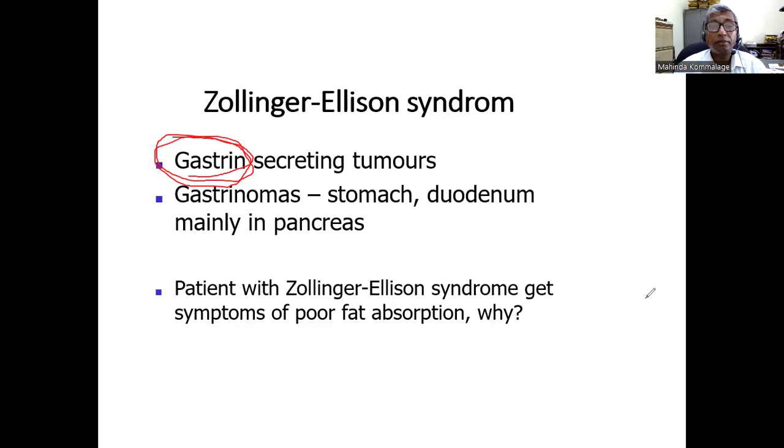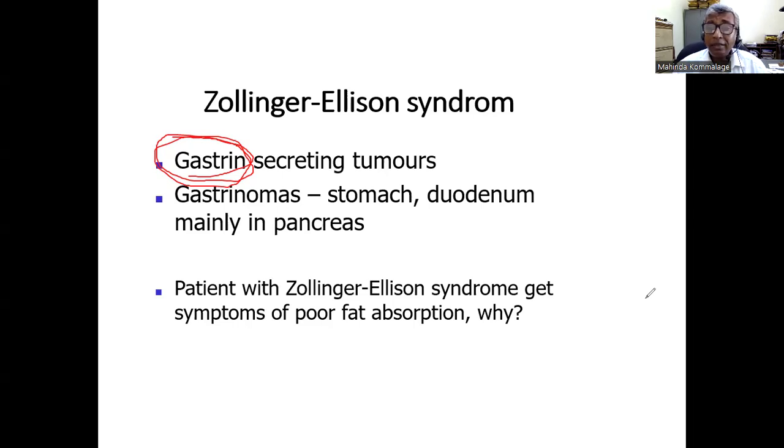Yes. What can happen? Damage to the stomach wall. Sorry, if there's excess production of gastrin, what will be the consequences? It will damage the stomach wall. Yes, it will damage the stomach because of the excess acid secretion. Yes, very good.